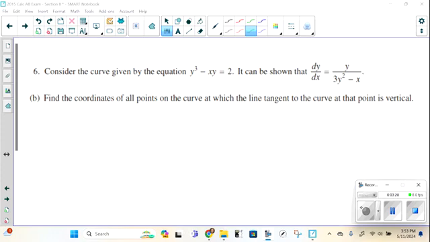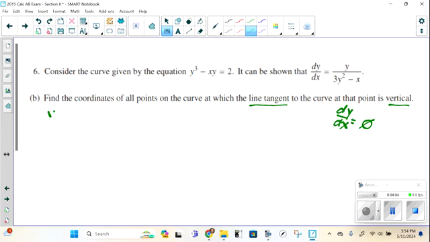Okay, here's where it gets real, kids. Problem 6 has only 3 parts, A, B, and C. And one of these is going to be algebra heavy, and it's probably going to be B. Find the coordinates of all points on the curve at which the tangent line to the curve at that point is vertical. In order to have a tangent line that is vertical, my derivative needs to be undefined. Not 0. 0 would be horizontal. Vertical is undefined.